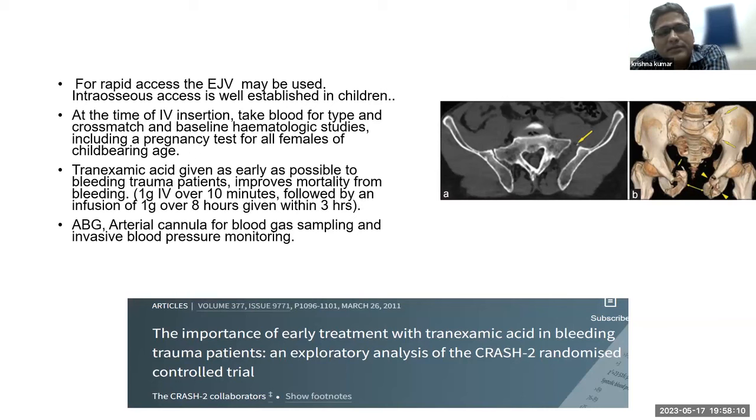If it is a female patient, pregnancy tests need to be done, especially to rule out pregnancy in this population. Tranexamic acid has already been discussed, which is shown to be beneficial in the CRASH-2 trial, published in the Lancet in 2011. 1 gram IV over 10 minutes, followed by an infusion of 1 gram over 8 hours. If given within 3 hours, it has been shown to decrease mortality. Other than that, ABGs and arterial cannulation for frequent repeat blood sampling and invasive blood pressure monitoring are recommended.